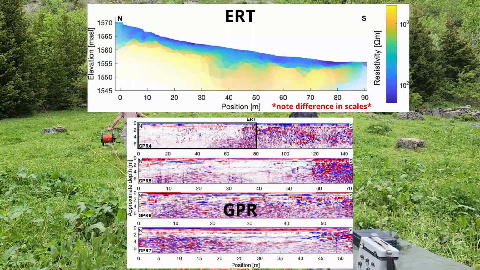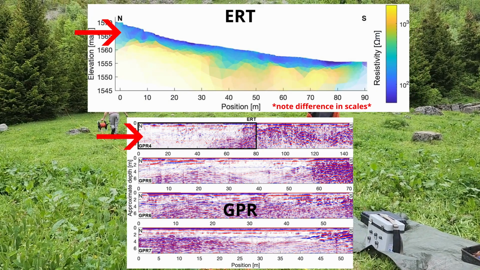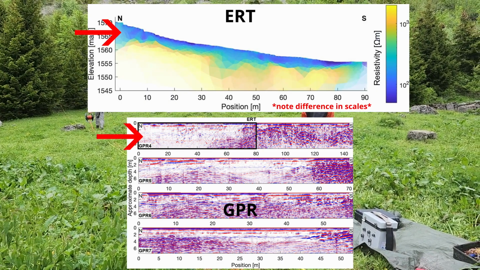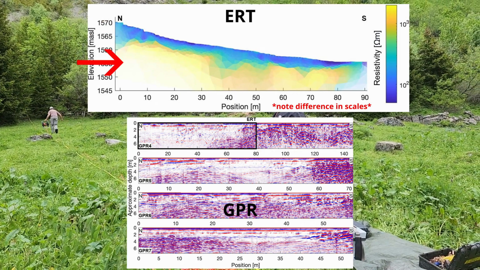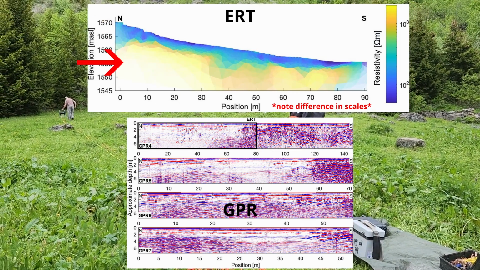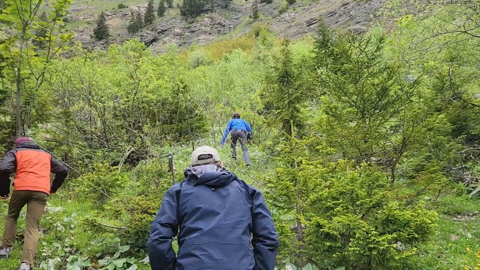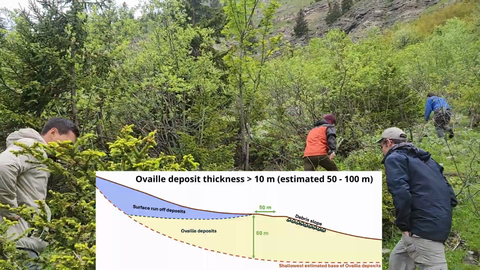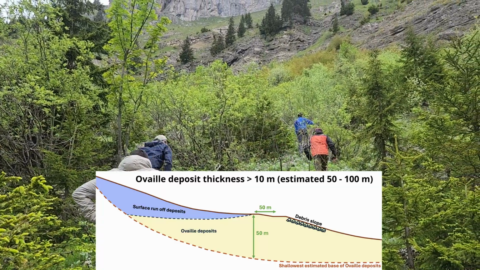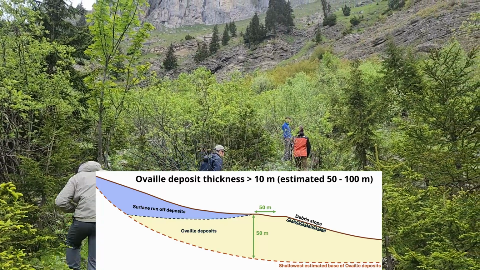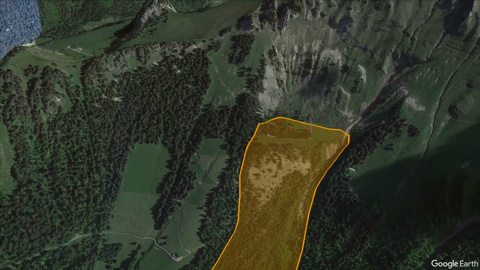The ERT showed a less resistive layer in blue, which corresponds to a weak signal in the GPR, and we interpret this layer as surface runoff deposits. This layer is underlaid by a more resistive layer in yellow, which we interpret as the Ovi deposits, and it reaches a depth greater than what we could image. We were able to use these results and topographic profiles to estimate the thickness of the Ovi deposits in this area, and we came up with an estimate of 50 to 100 meters thick.